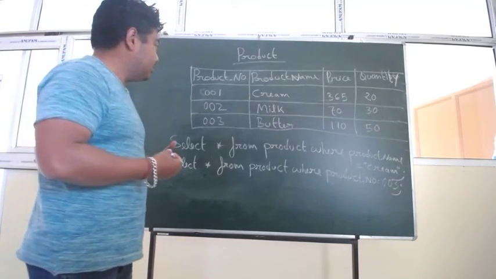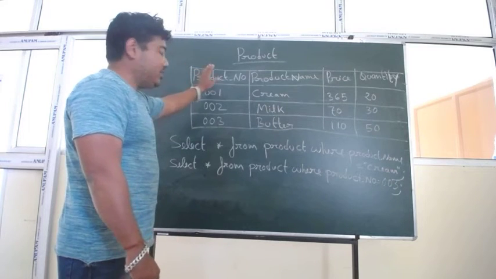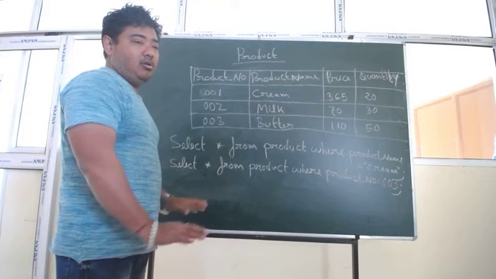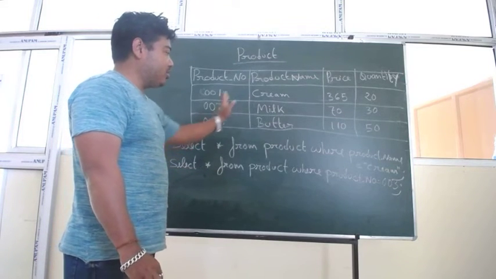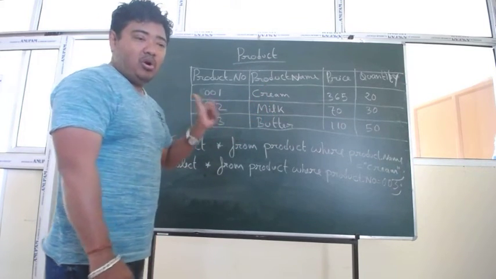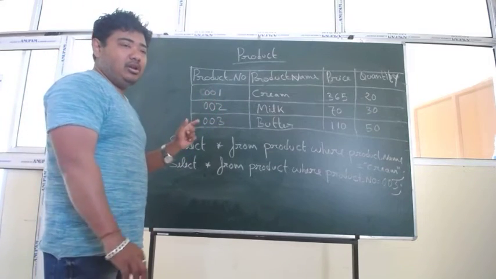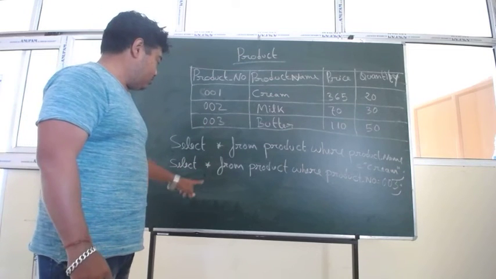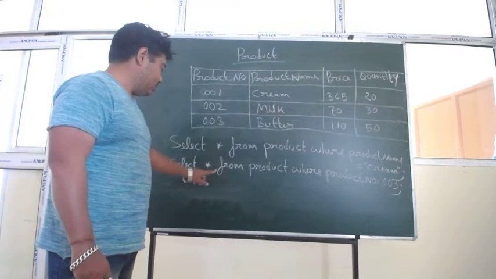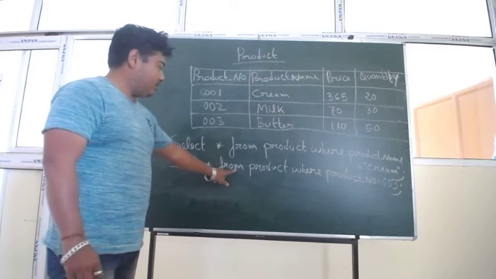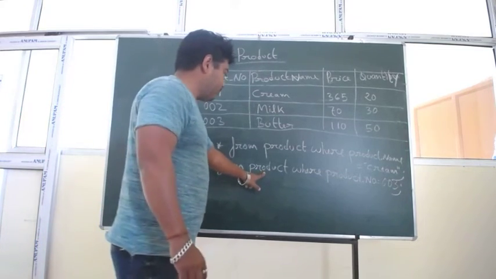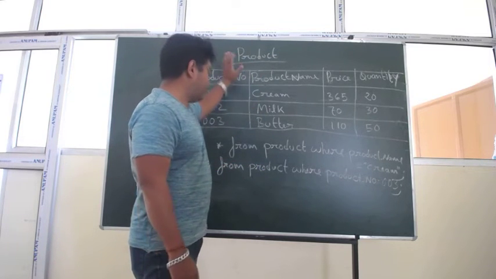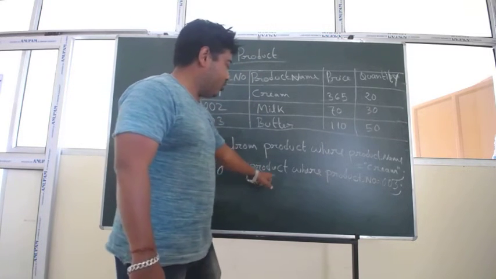Now you see, what we want is to see only the details of product number 003. All the details we want to see, we don't want to see the other details, only wherever the product number is 003. So as all details we want, I have used star here. So select star from product. Product is nothing but your table name. It could be any name, but here the table name is product.